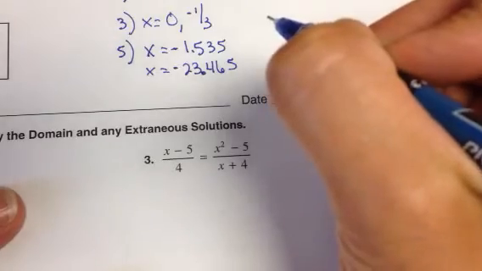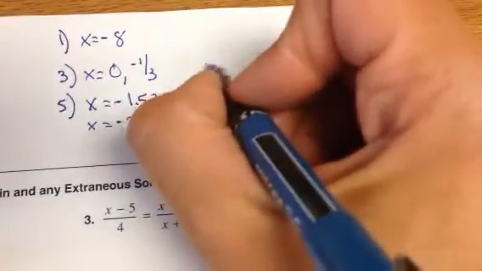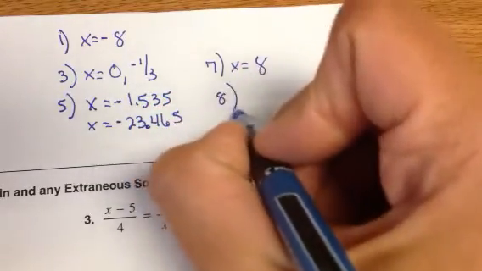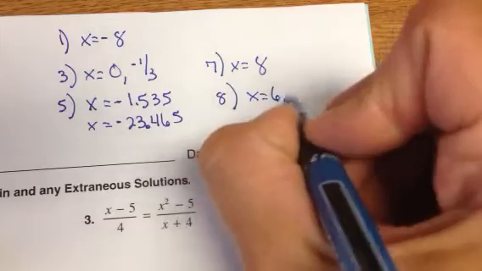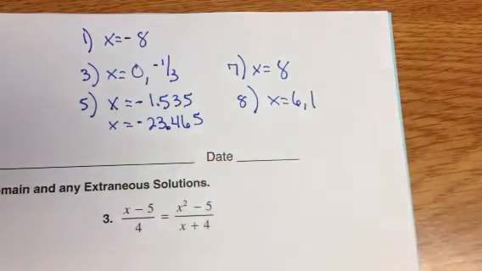Okay, let's see, number 7. Your answer is going to be 8. And number 8, the answer is going to be 6 and 1. Now, this does not account for any extraneous solutions. Some of these might be, and will be, extraneous solutions, so just keep that in mind.